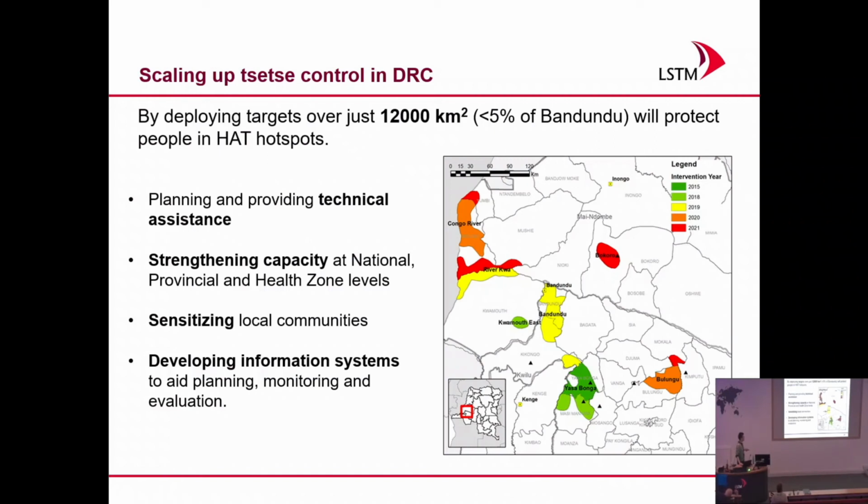Sensitizing the local communities, of course, is a key part of it as well. There needs to be buy-in for the success of the project. And we work with an anthropologist at ITM, who's one of the partners on the project, on the sensitization work package for the project. And then we're also developing new systems for data collection, new systems for planning. So it's really a radical change for putting in place a vector control system in DRC over a 3-year period.